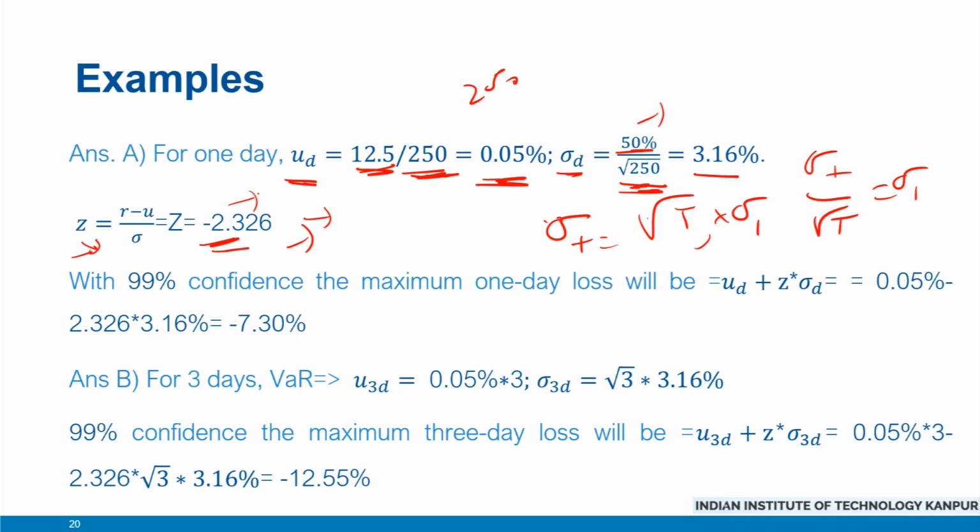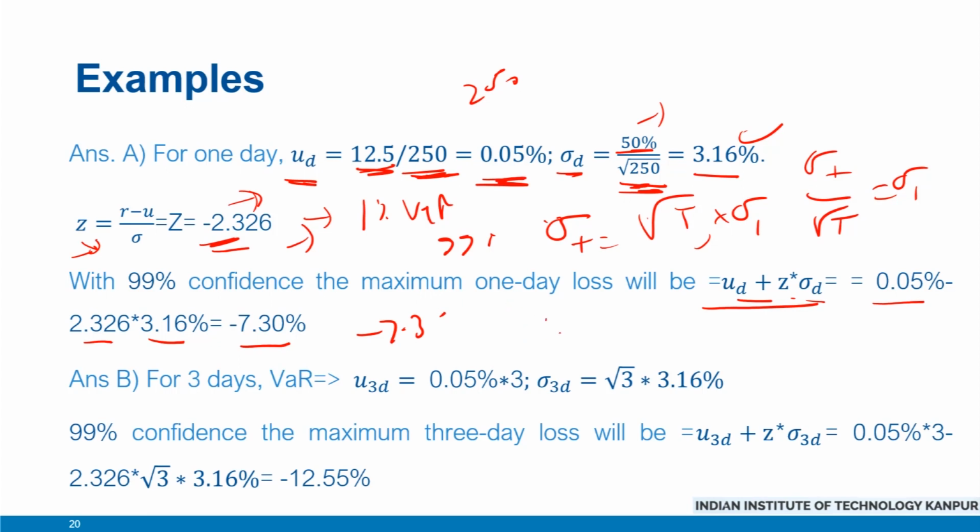Already this Z value gives us that 1% VaR number, or maximum loss with 99% confidence. So how do we compute it? The formula is simple: mean mu d plus Z into sigma d. Mean is 0.05%. Z value is negative, minus 2.326, into sigma, which is 3.16%, which we got here. So our return value is minus 7.3%.